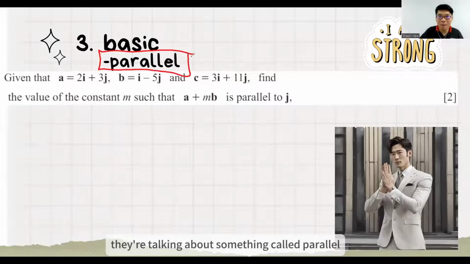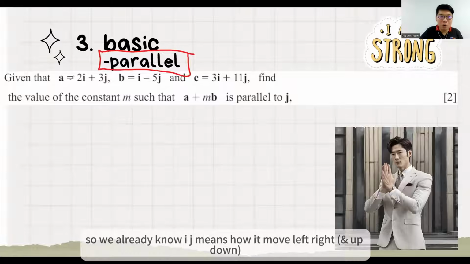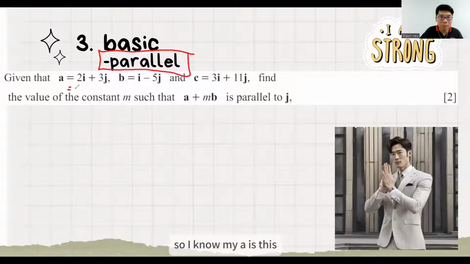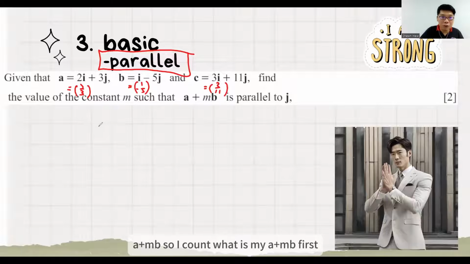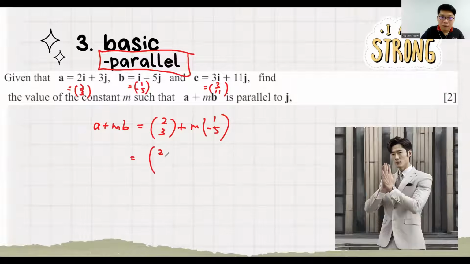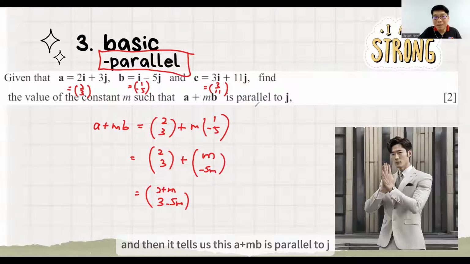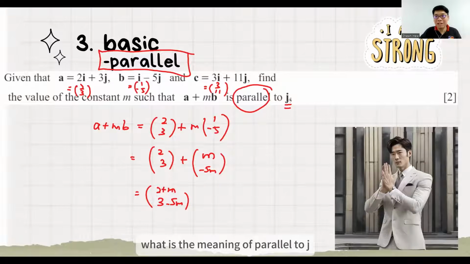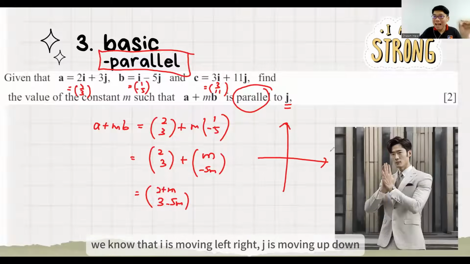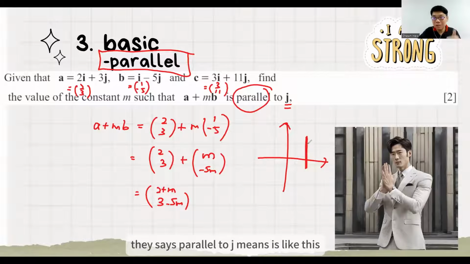Okay, the next question is no longer magnitude. They're talking about something called parallel. So let's continue. We already know i and j mean how it moves left, right. So I know my A is this, B is this, C is this. They say A plus mB. So I work out what A plus mB is first. It's 2 plus m, 3 minus 5m. Then it tells us this A plus mB is parallel to j. What is the meaning of parallel to j? We know that i is moved left, right, and j is moved up, down. So we can confirm that parallel to j means it's like this.